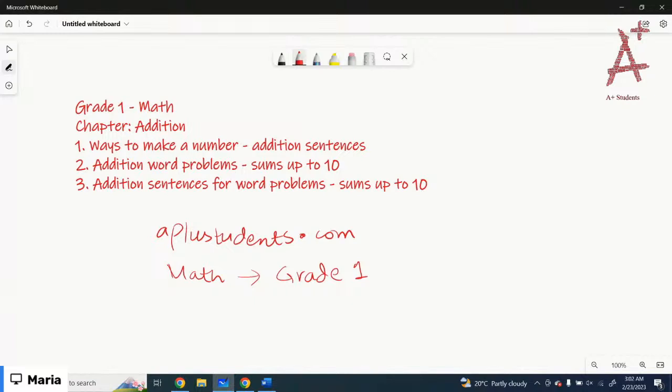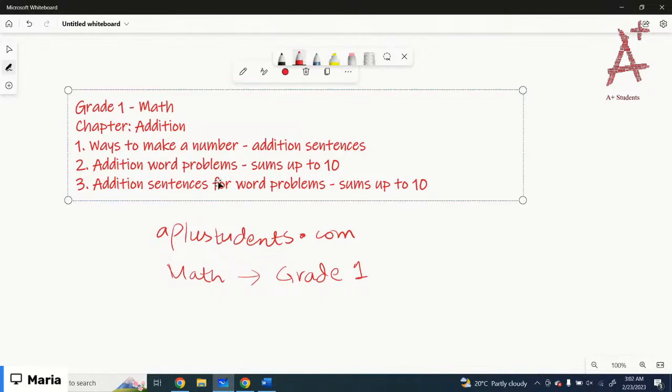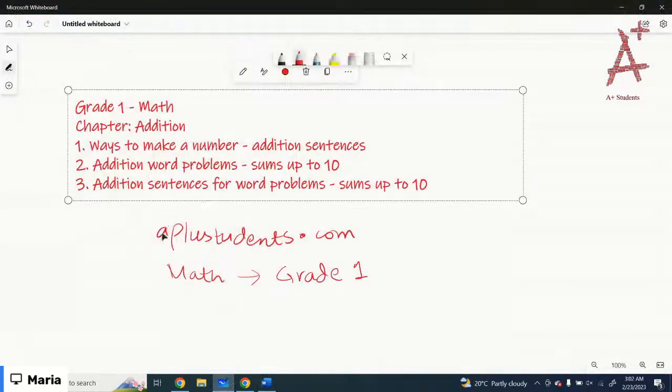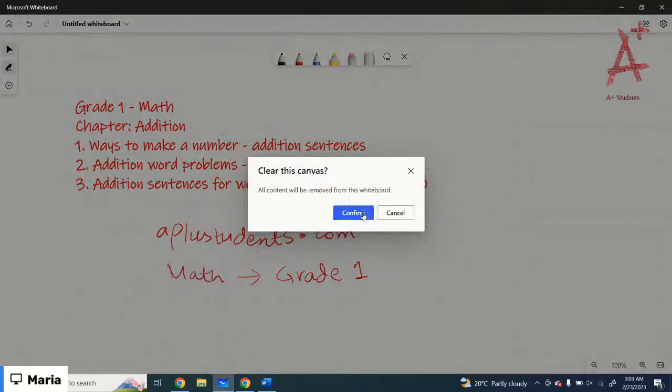We're going to start with the chapter addition, and the lessons we're going to cover today are ways to make a number, addition sentences, addition word problems sums up to 10, and addition sentences for word problems sums up to 10. Let's just start with the first lesson.